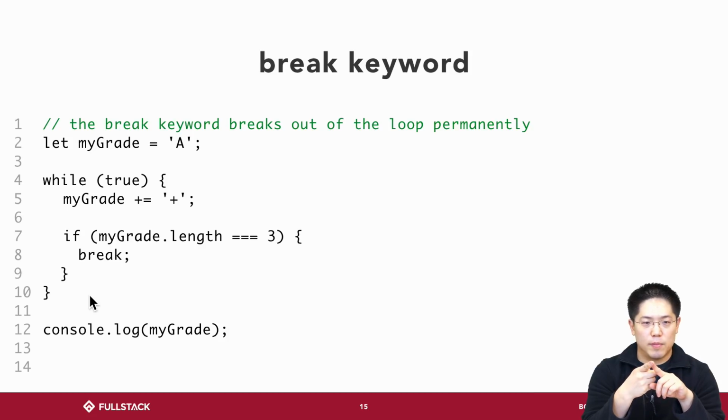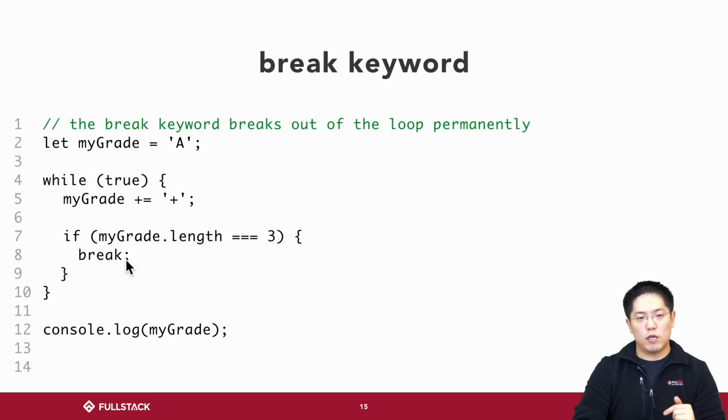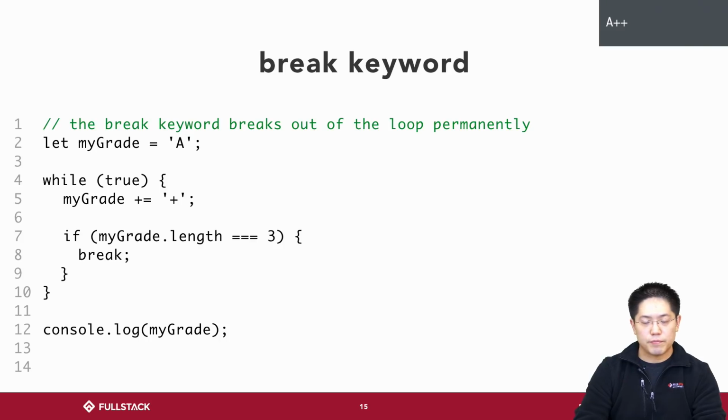So the if statement doesn't pass, but in the first loop we say, okay, my grade is A, then while true, of course, is always going to run. We add the plus to it, so now it's A plus. Now that length is 2, so if that length equals 3, that doesn't pass, so we don't run the break statement. We go back and run the test, while true, of course, it's true. We add another plus, so now it's A plus plus, which has length 3, so this is now true, and then this will break out of the while loop and jump to line 11. So we should expect to see A plus plus here.